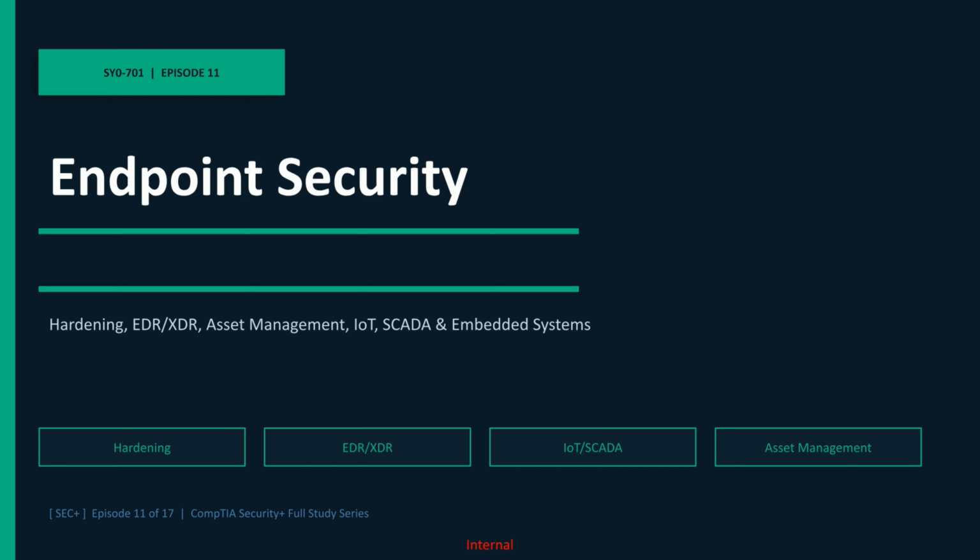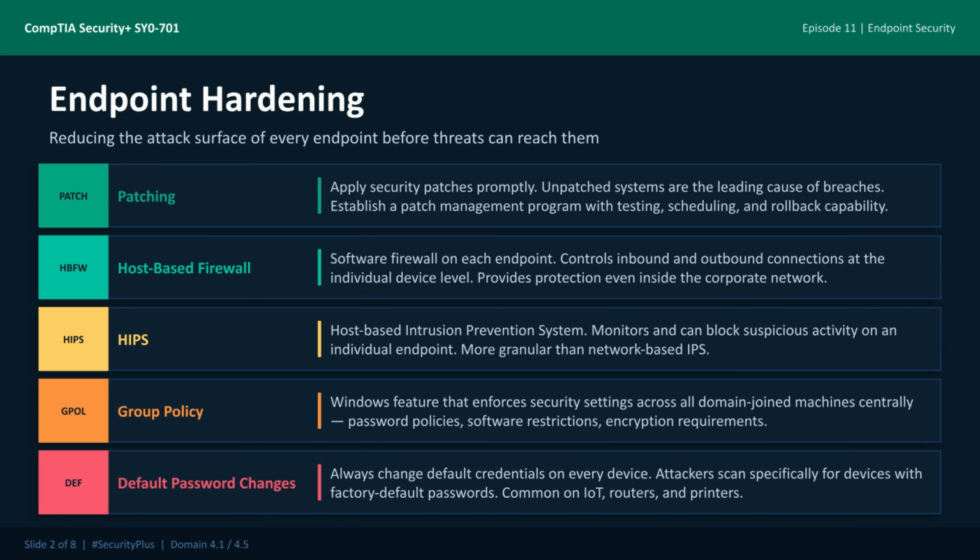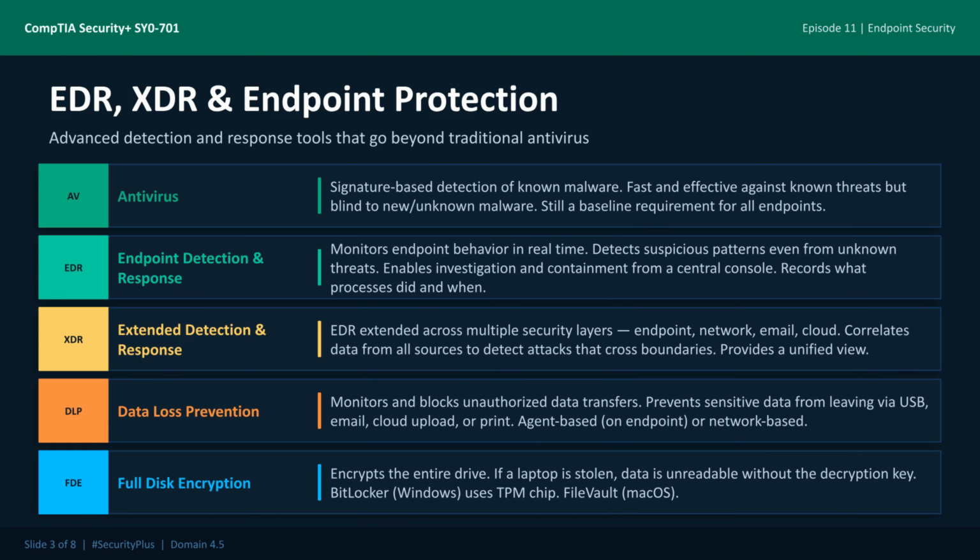We will cover endpoint hardening, advanced detection tools like EDR and XDR, asset management, and securing specialized systems like IoT and SCADA. Endpoint hardening reduces the attack surface. This includes timely patching, implementing host-based firewalls and HIPs, enforcing security settings using group policy, and always changing default passwords on new devices.